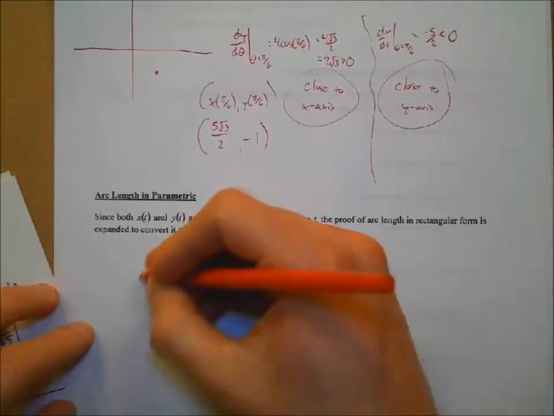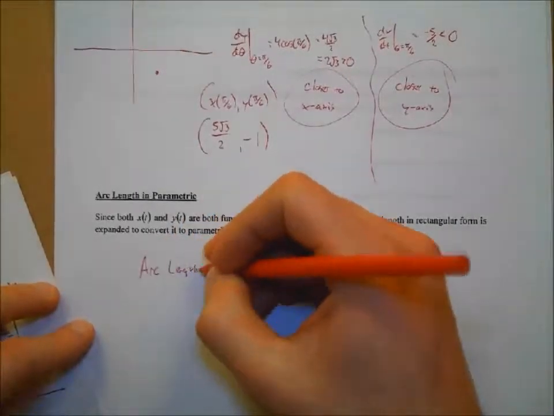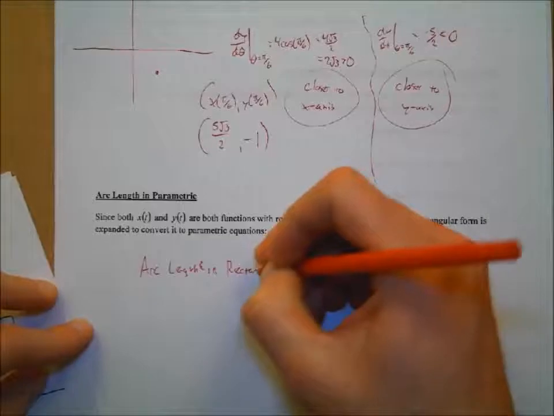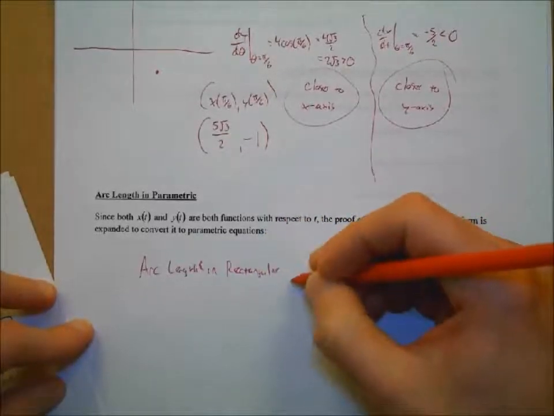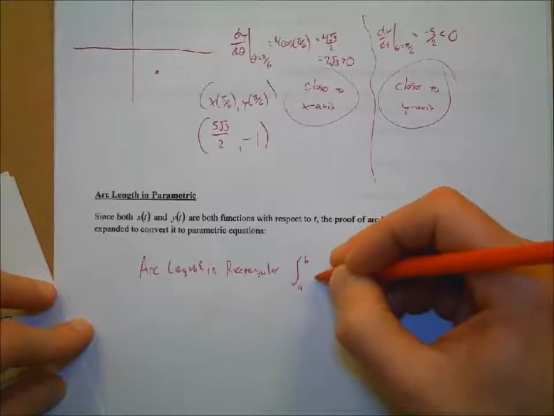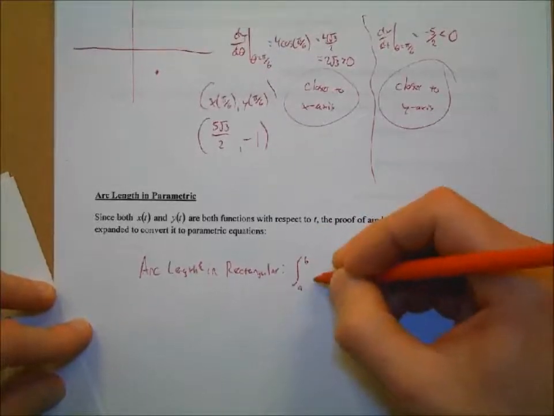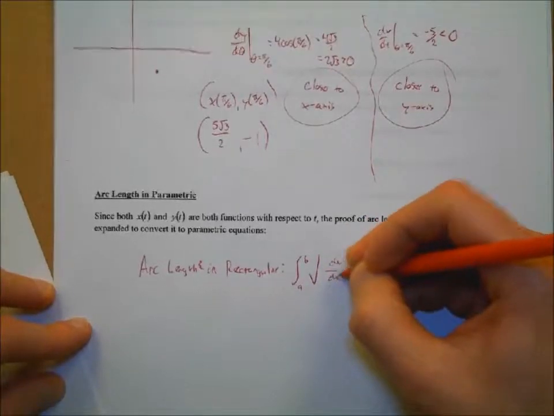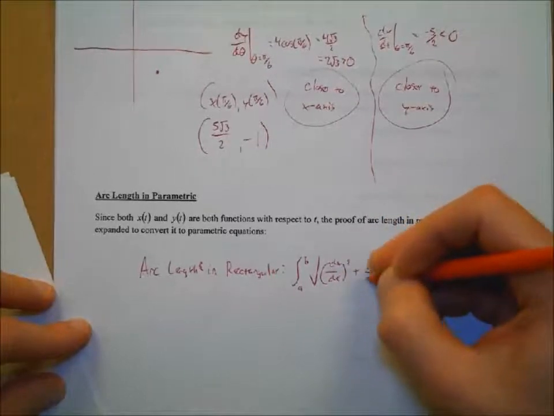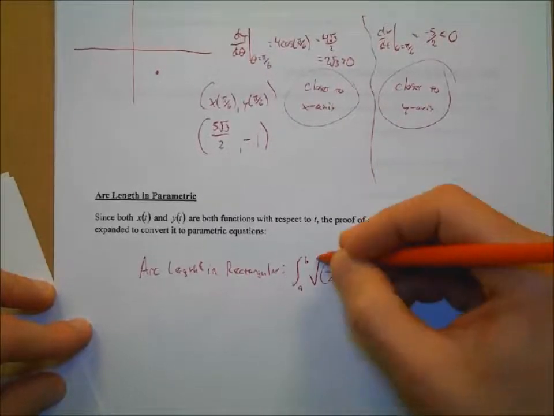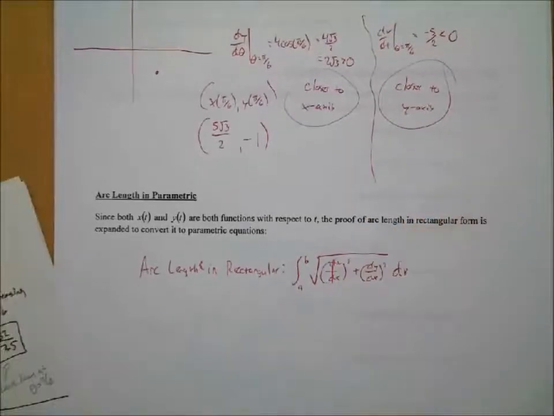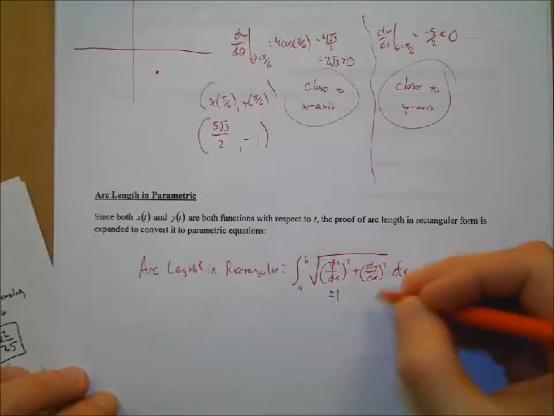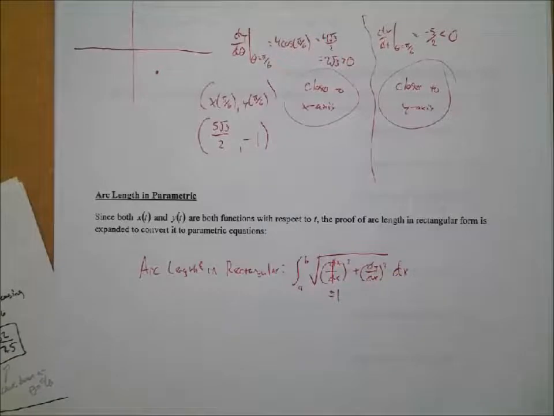You may remember arc length in the rectangular as being the integral from a to b of the square root of, if you remember, we started out with 1 plus dy/dx squared, but then we just made it 1 because dx over dx is just equal to 1. So it was the integral of the square root of the quantity 1 plus dy/dx squared, dx.